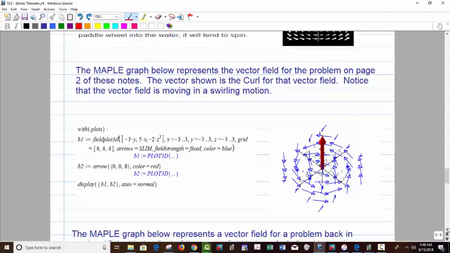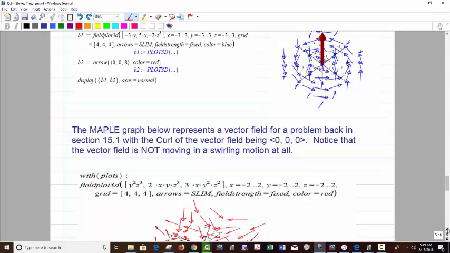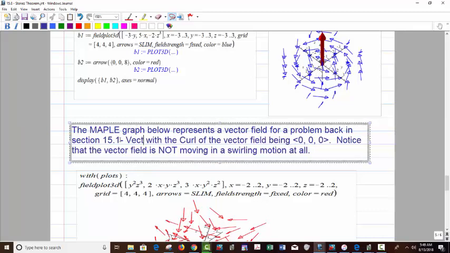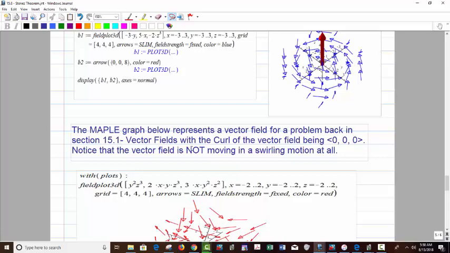All right. Not critical for you to know that. The Maple graph below represents a vector field for a problem back in 15.1, where the curl vector was, that section 15.1 is entitled Vector Fields. I want to clear that up just in case. I'm trying to eliminate the section titles from the videos to allow for different books in the future. But right now, I'll just put that in there so there won't be any confusion if it's a different section number from a different textbook.